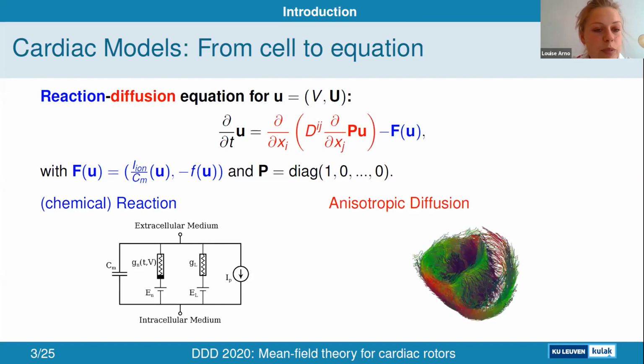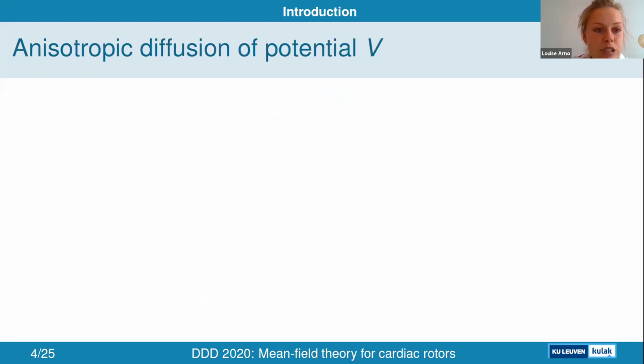When we look at the second part of the RD equations, which is here depicted in red, it makes the reaction-diffusion equation a partial differential equation, and it tells us how this transmembrane potential moves in an anisotropic way through the cardiac wall. Now, how does this anisotropic diffusion of the potential V work?